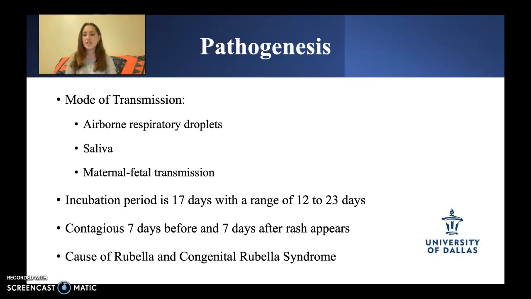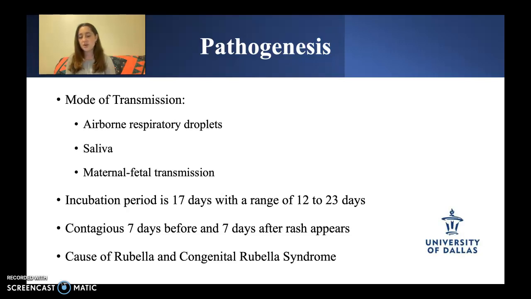Okay, as for pathogenesis, like I said, this disease can only be transmitted from human to human, so how exactly does that work? So the main way that it's going to be transmitted from one person to another is through airborne respiratory droplets, such as coughing or sneezing near someone, through saliva, such as kissing or sharing a drink, and maternal fetal transmission, which is how a baby develops congenital Rubella syndrome through the blood and through the placenta.